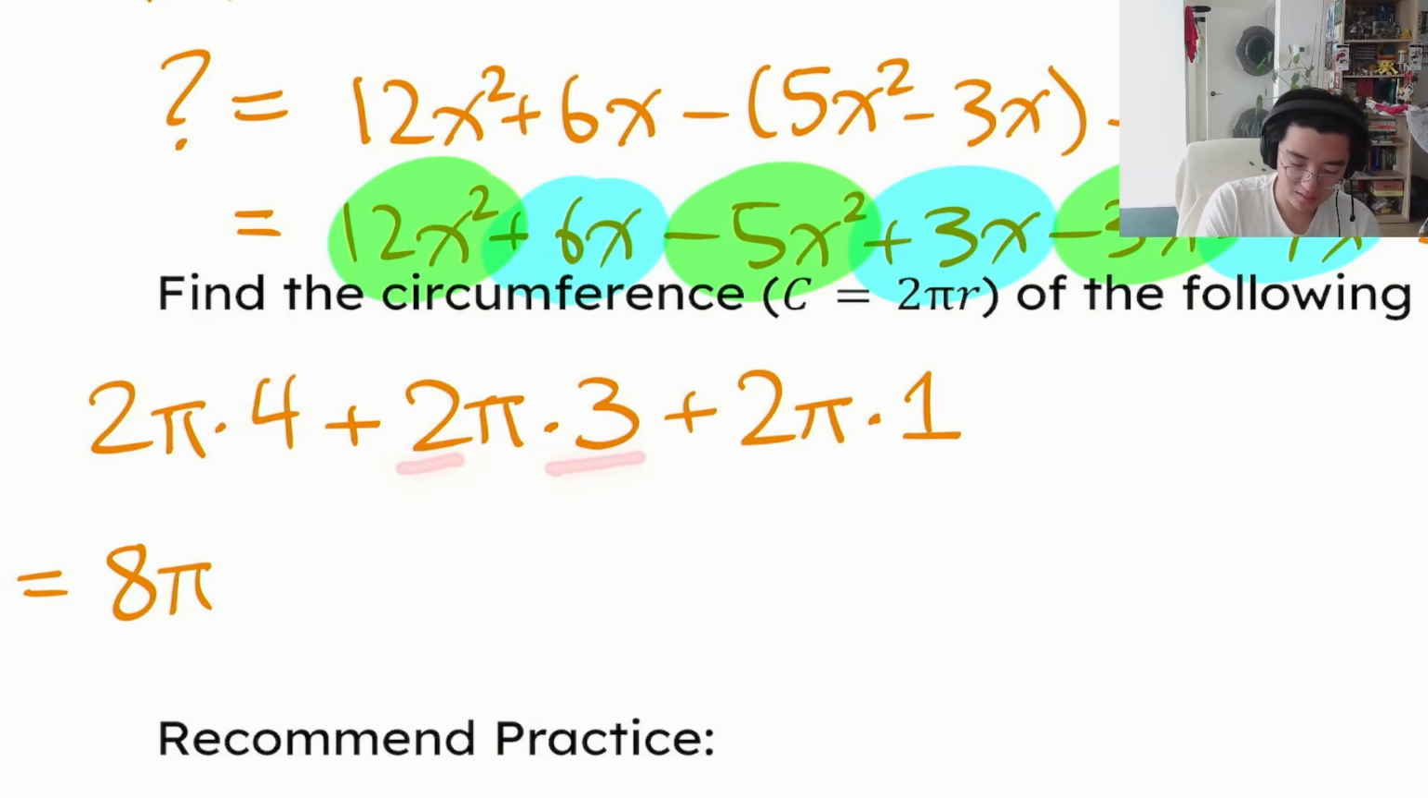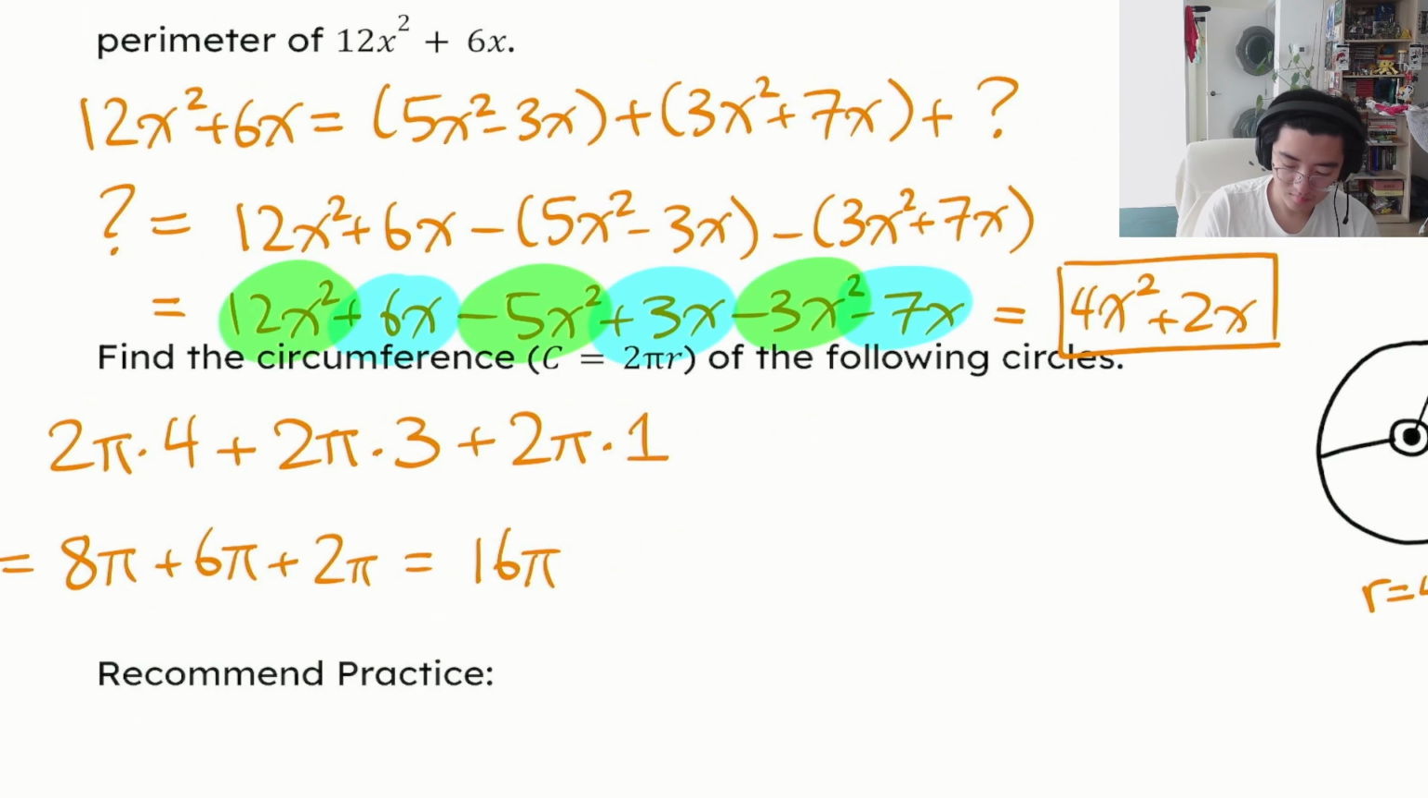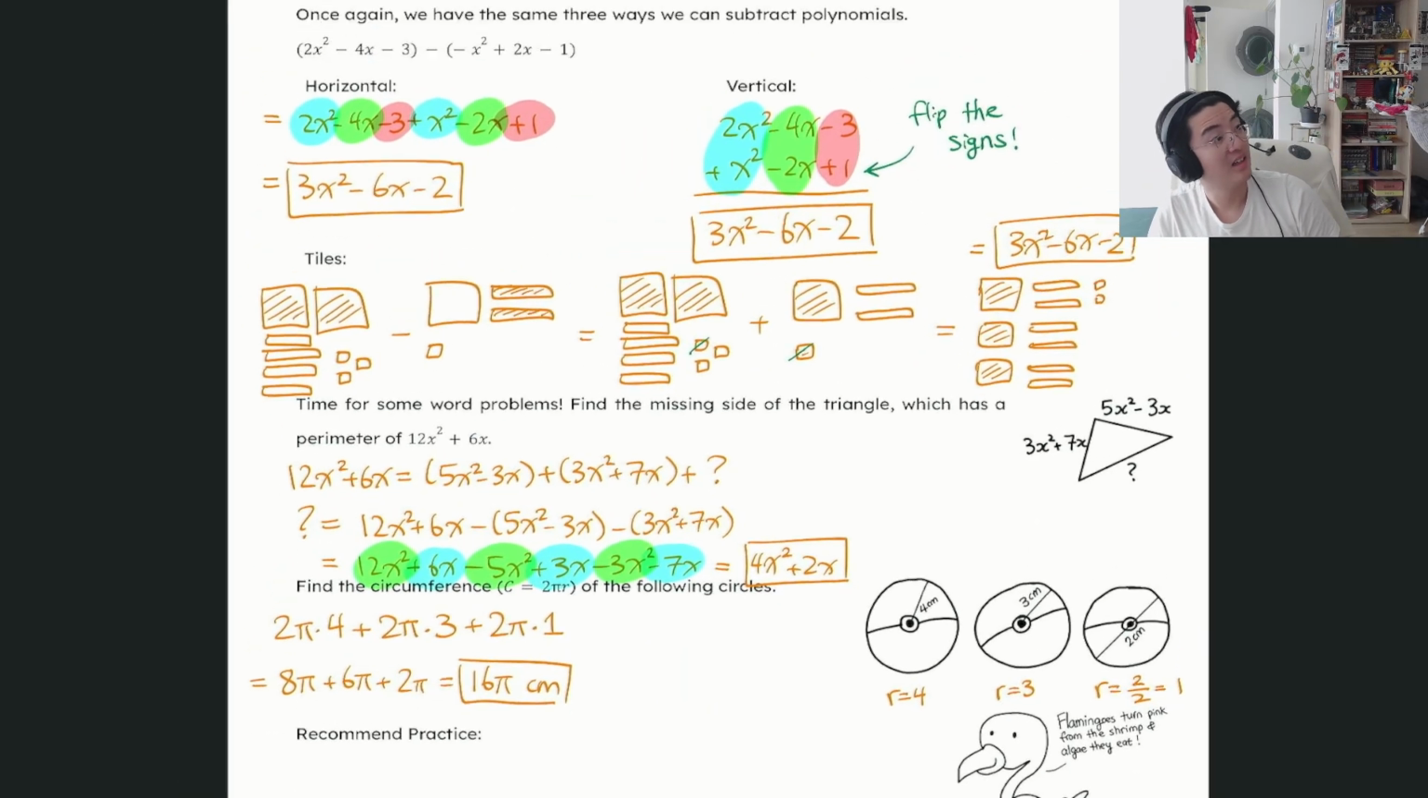Okay. Next, we got 2 times the 3, which is 6. Again, pi does not change. 2 times the 1, 2. And once again, we're going to combine the like terms. 2, 6, 8. Add it up, 16 pi. Of course, our unit is centimeters.